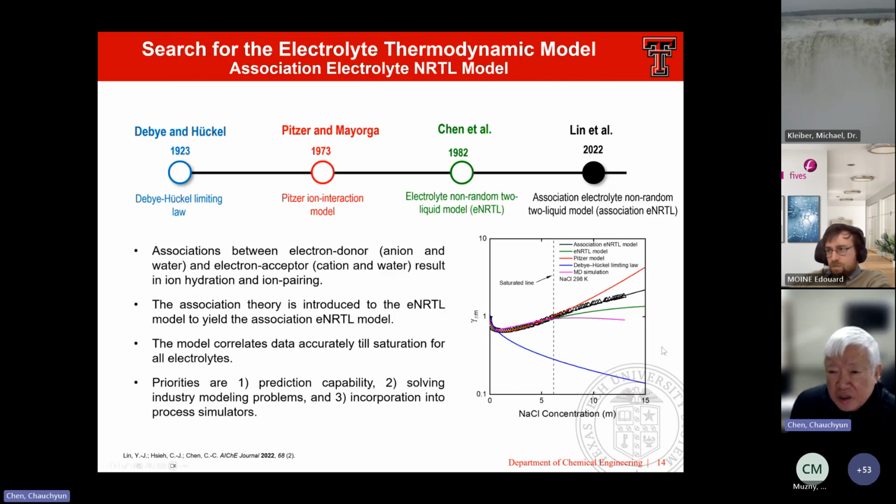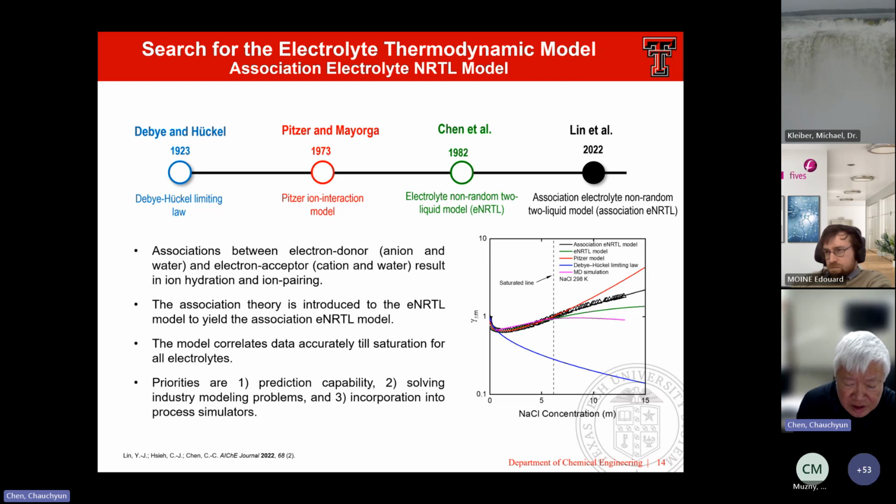So a few years ago, one of my postdocs looked into this association behavior, and he developed the model to capture the association. He found that the model can actually represent and correlate the data very accurately until saturation for all the electrolytes, the 46 electrolytes he examined. Looking at this one, with the association model, you see the black line here, indeed it captured the data.